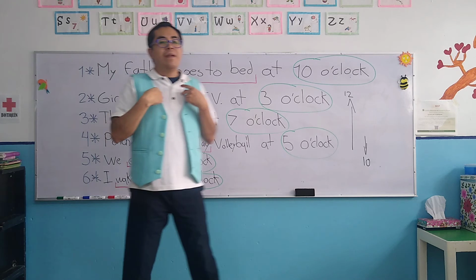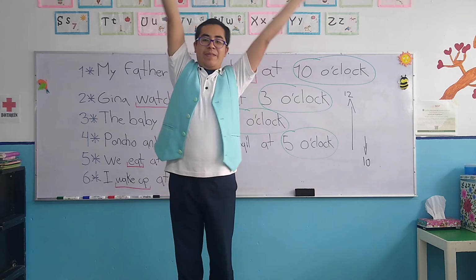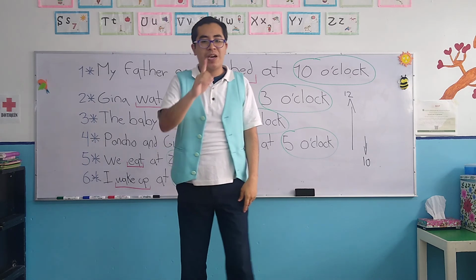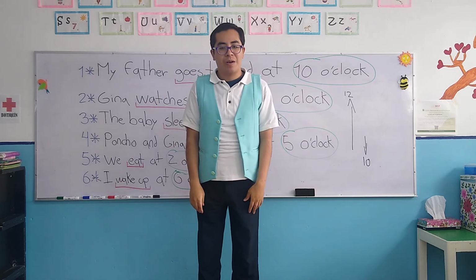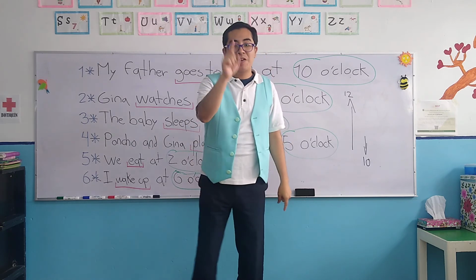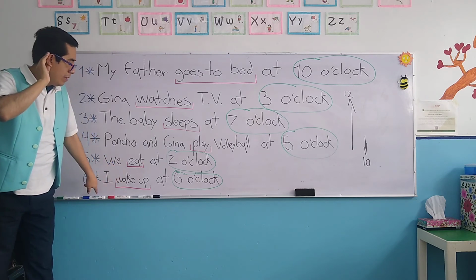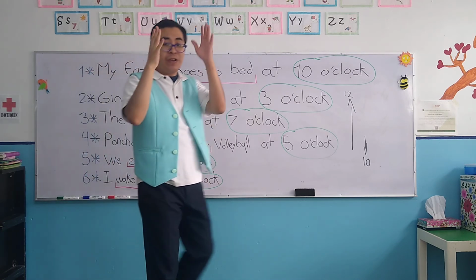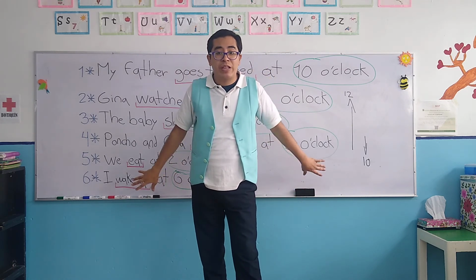I wake up at 6 o'clock. One more time. I wake up at 6 o'clock. Yo me despierto a las 6. One more time. Please repeat after me. I wake up at 6 o'clock. Excellent. Very good. Nice pronunciation. I am so happy that you are paying attention to these new sentences, okay?